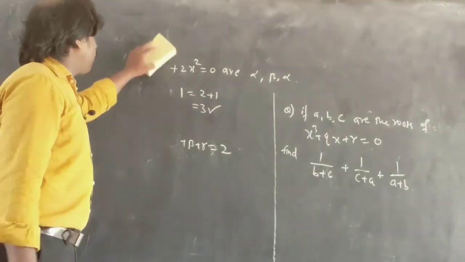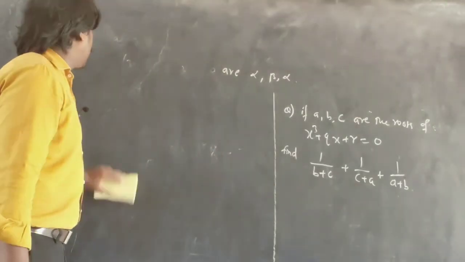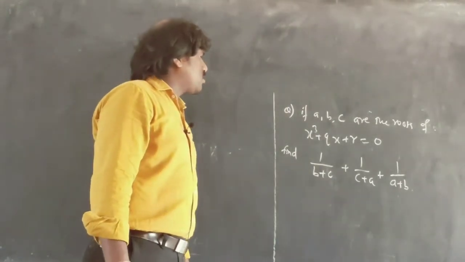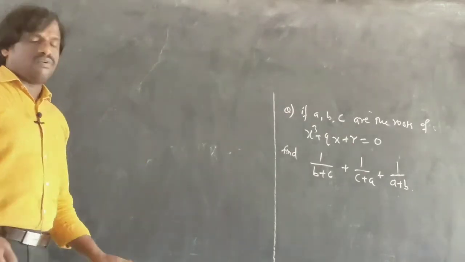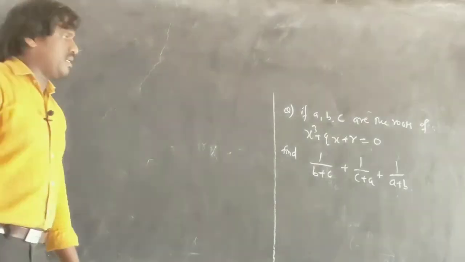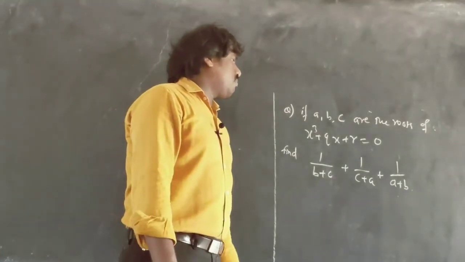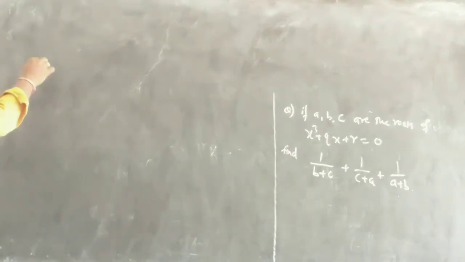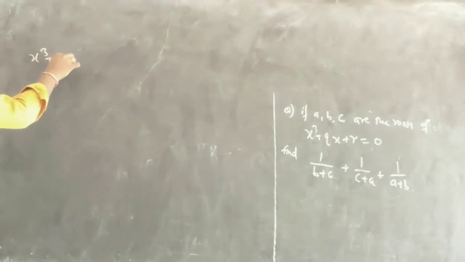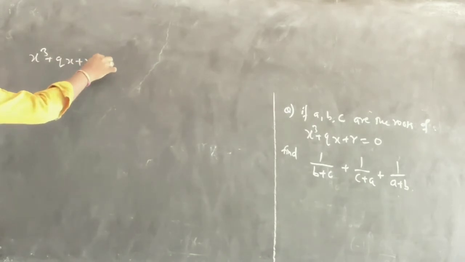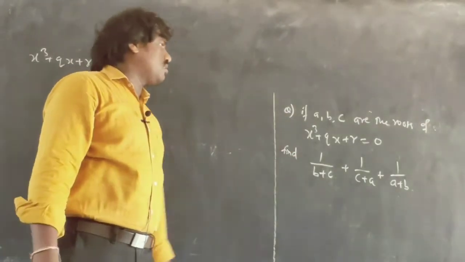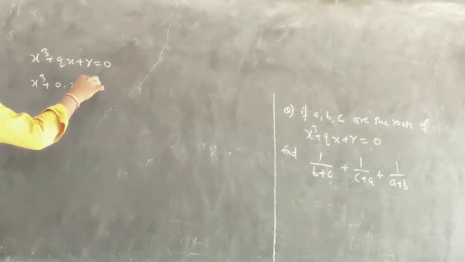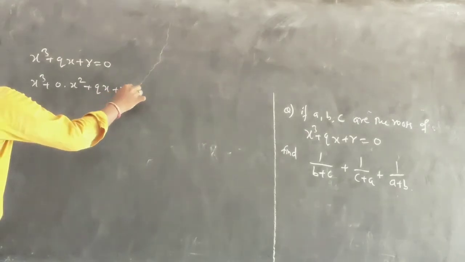The next question is: if a, b, c are the roots of x cube plus qx plus r is equal to 0, find the value of 1 by b plus c plus 1 by c plus a plus 1 by a plus b. This is the question they asked. So the equation is x cube plus qx plus r is equal to 0. There is no x squared term, so x cube plus 0 times x squared plus qx plus r is equal to 0.